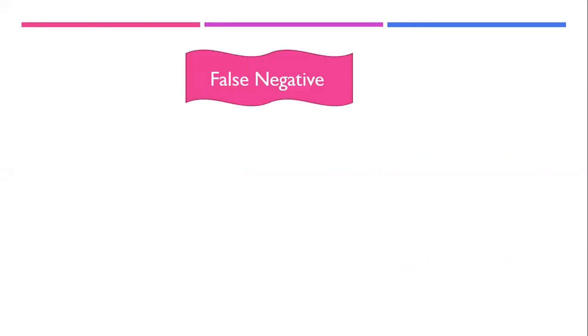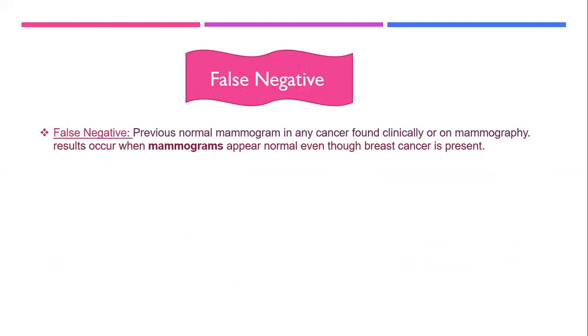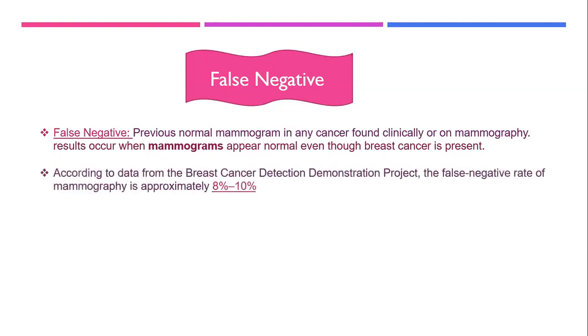So what is a false negative? A false negative means a previously normal mammogram in any cancer found clinically or on mammography. False negative results occur when mammograms appear normal even though breast cancer is present. The mammogram is normal, but the patient has breast cancer.